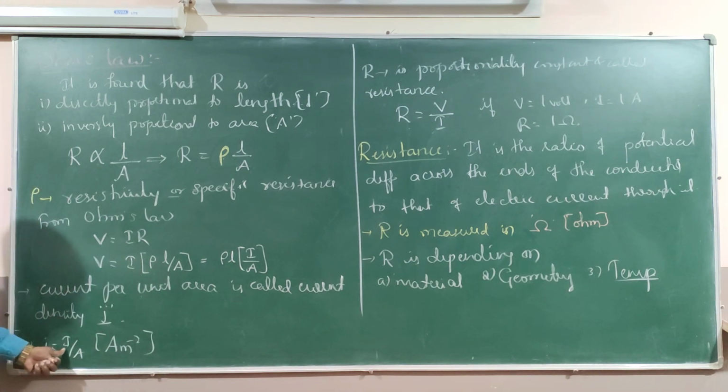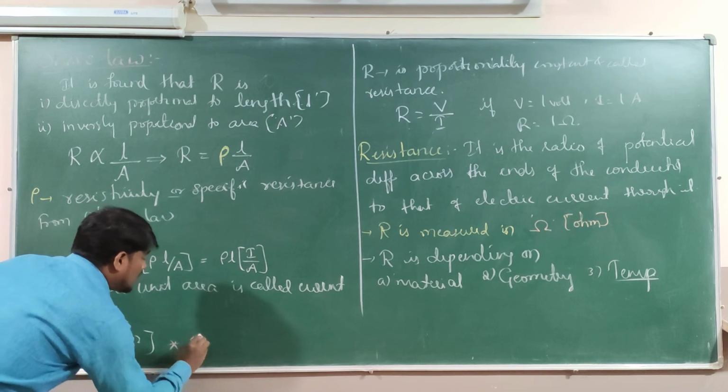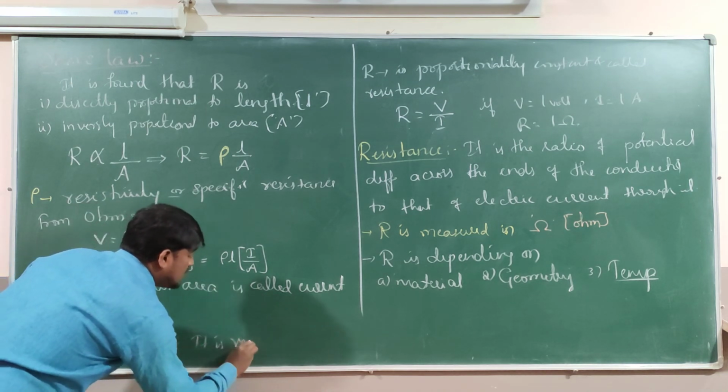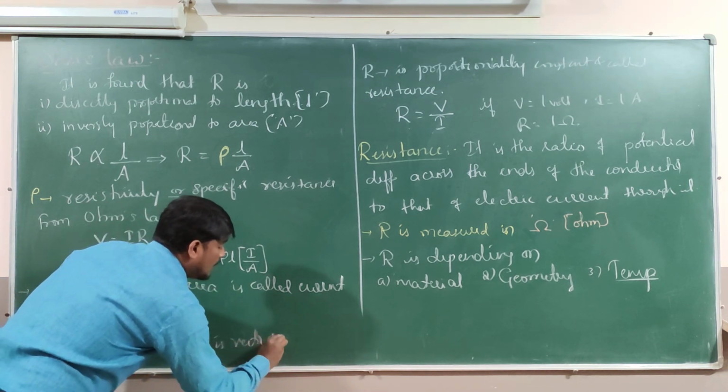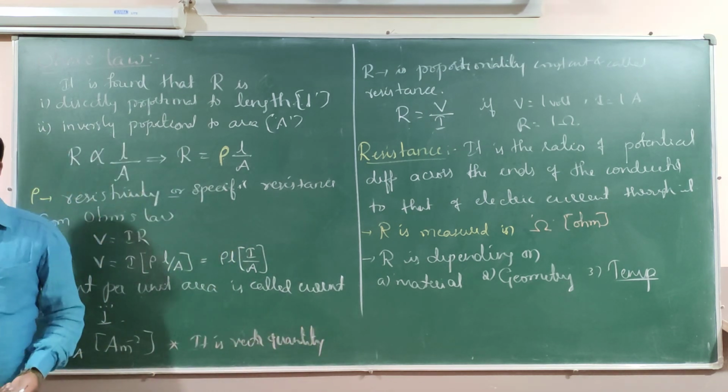Look at this, current is measured in terms of ampere, area is measured in terms of meter square, then J is equal to I by A, and a very, very important thing is, it is a vector quantity. Please keep it in mind. It is a vector quantity. That means current density is a vector quantity.